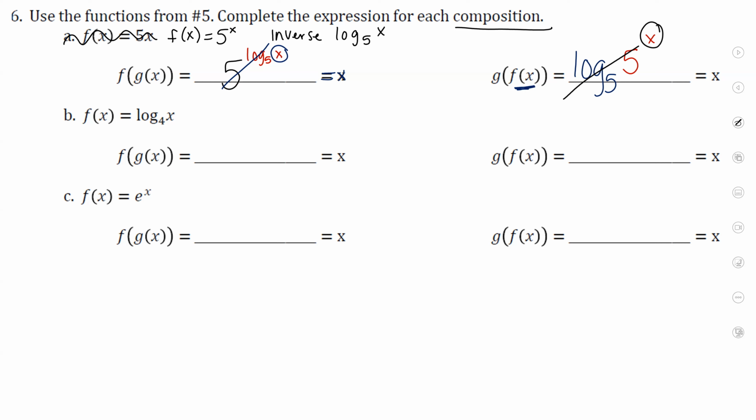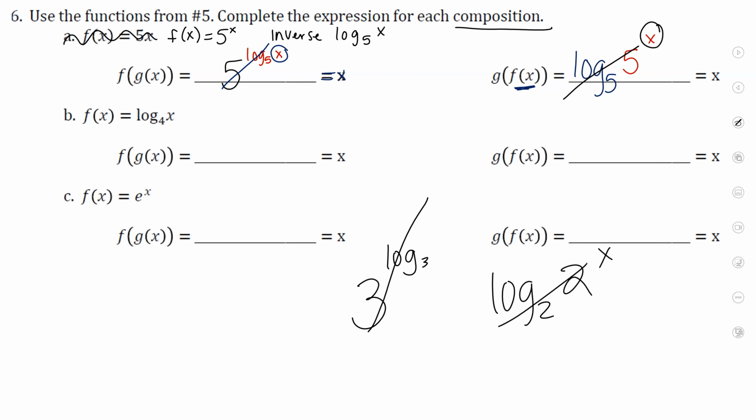Whenever you have an exponential, like 3 to the power of something, whenever you have an exponential with a log, it's going to cancel. Okay? Whenever you have a log with an exponential, the whole thing is going to cancel. It'll just be left with whatever is on the inside of those parentheses. Okay? They always cancel. So I'm going to let you guys do the other two.